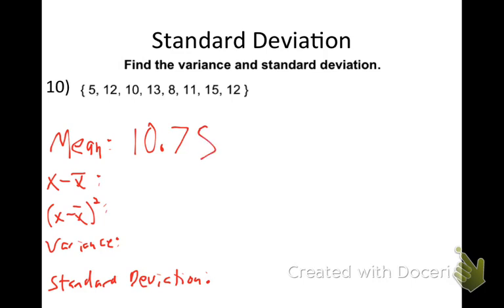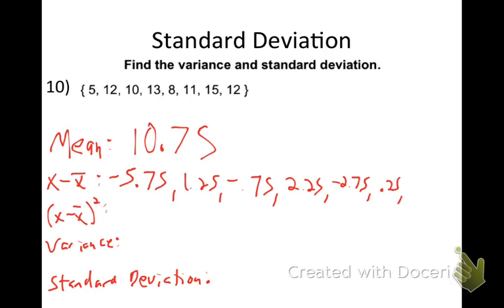Okay, so it is the correct mean. Go from there. Let's look here. When you subtract them, I think you end up getting negative 5.75, 1.25, negative 0.75, 2.25, negative 2.75, 0.25, 4.25, and then you end up with 1.25, right?